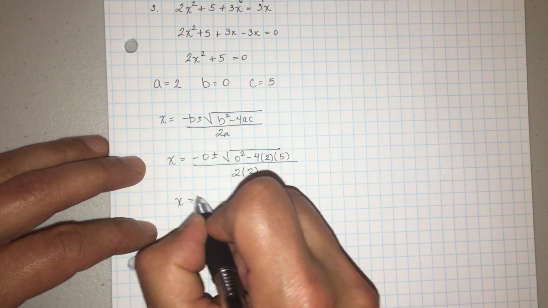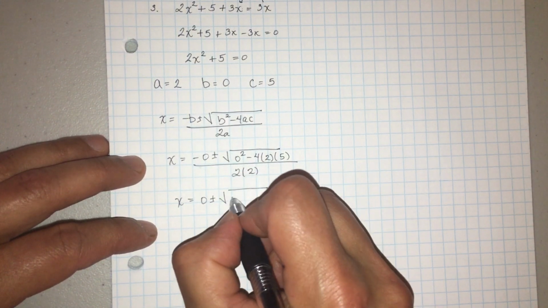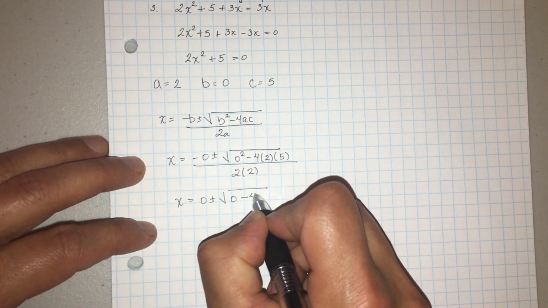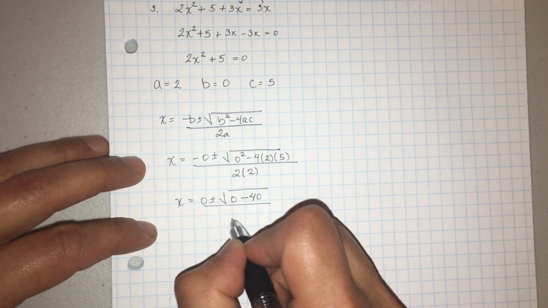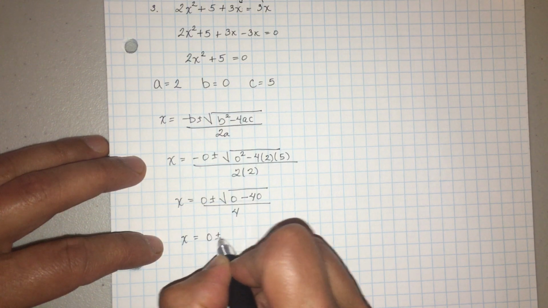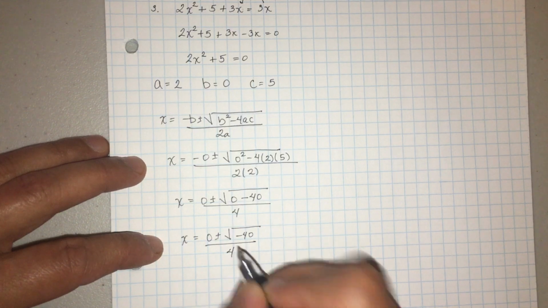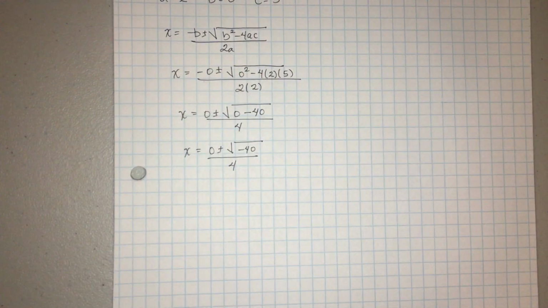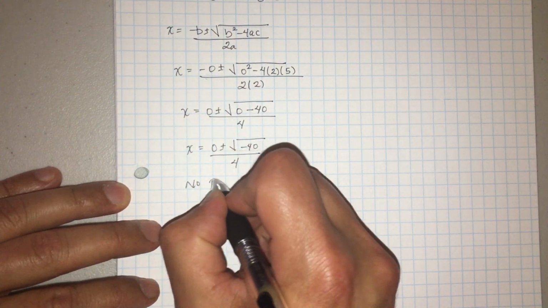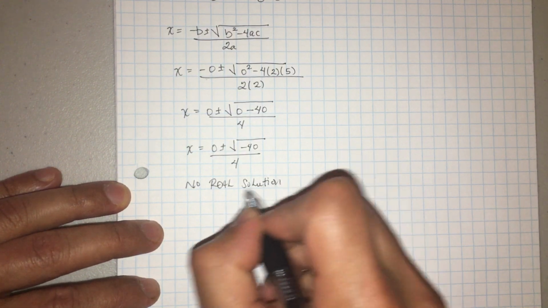And then we continue. So we have 0 plus or minus the square root. 0 squared is 0. 4 times 2 is 8. 8 times 5 is 40. 2 times 2 is 4. X es igual a 0 más o menos la raíz cuadrada de menos 40. And you can see again, we have a square root of a negative, y no se puede. So what does that mean? It looks like we got the same thing. No real solution. Okay, guys?